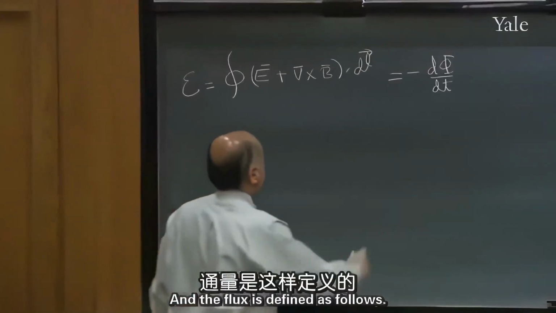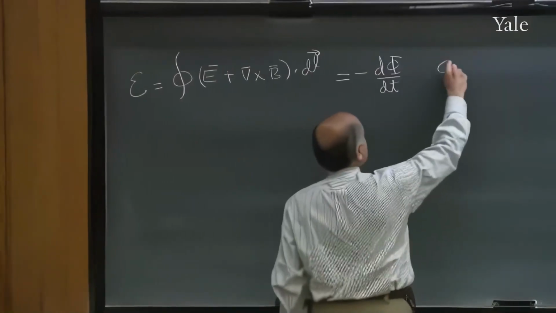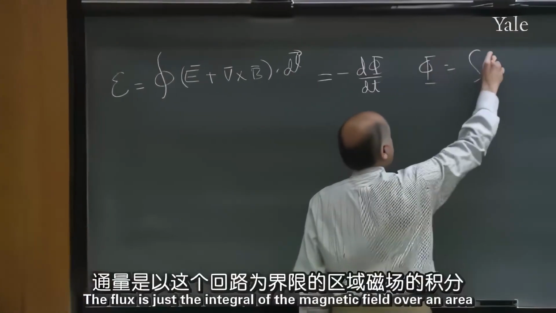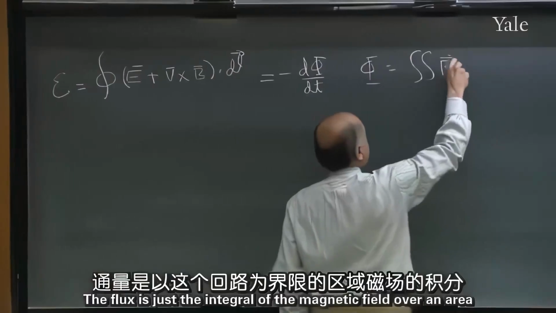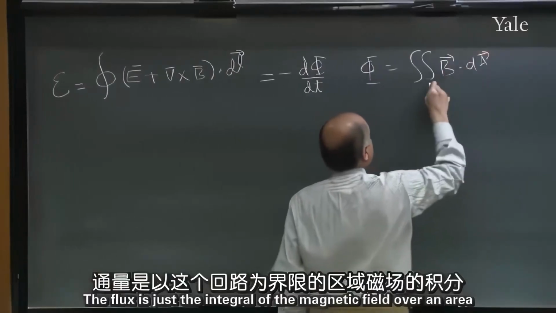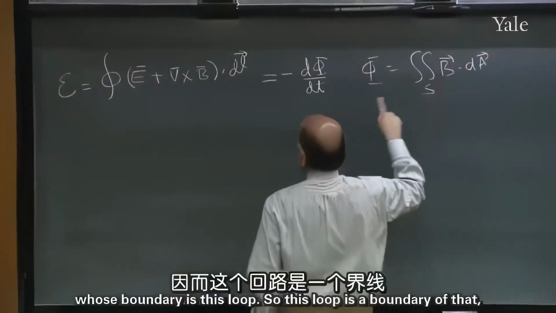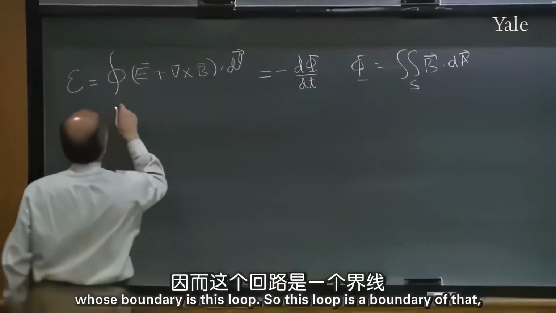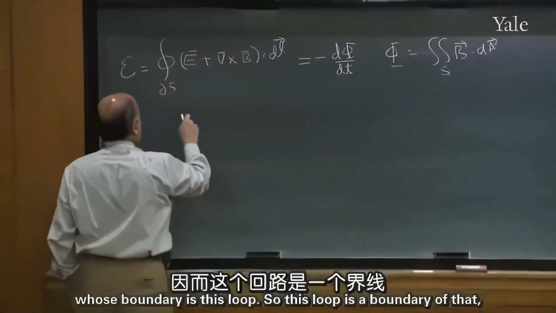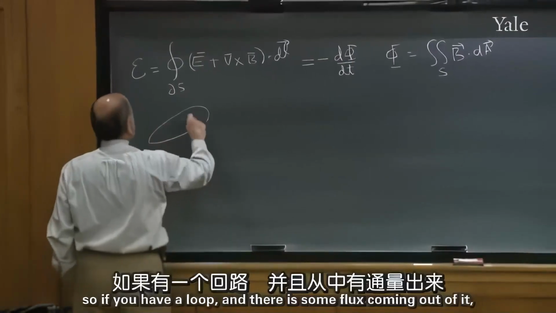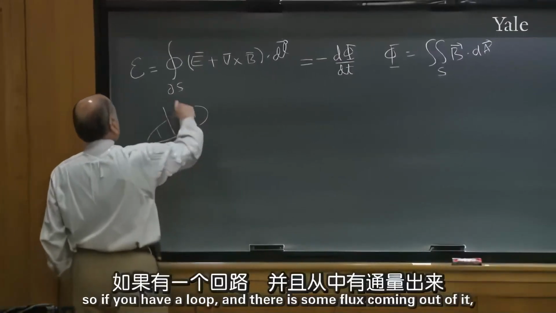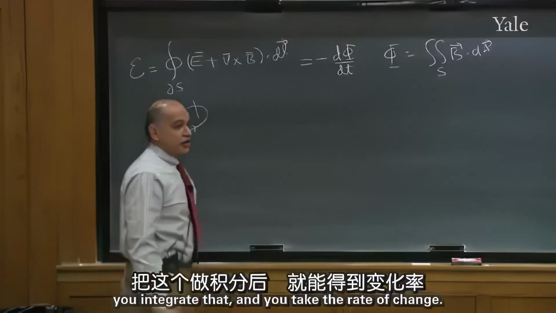And the flux is defined as follows. The flux is just the integral of the magnetic field over an area whose boundary is this loop. So this loop is the boundary of that. So if you have a loop, then there is some flux coming out of it. You integrate that and you take the rate of change.